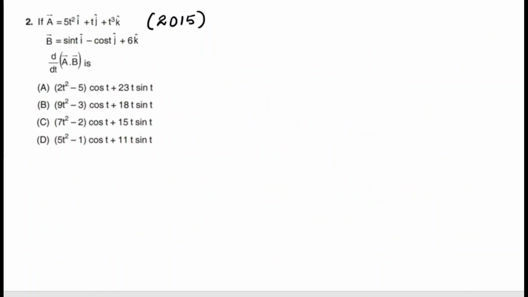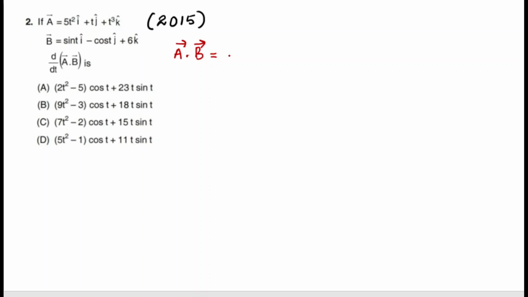Now let us move to the next question. What does the next question say? If a vector is equal to 5 times t square i cap plus t j cap plus t cube k cap, and b vector is equal to sin t i cap minus cos t j cap plus 6 times k cap, find the differentiation of a vector dot b vector. We need to do the dot product of a vector dot b vector, which was asked in 2015. Let us solve this question.